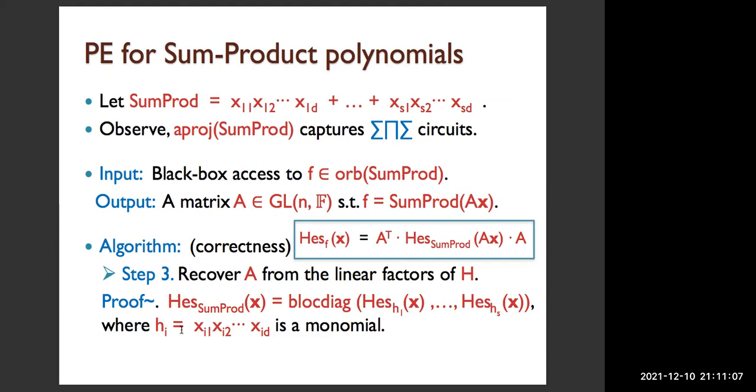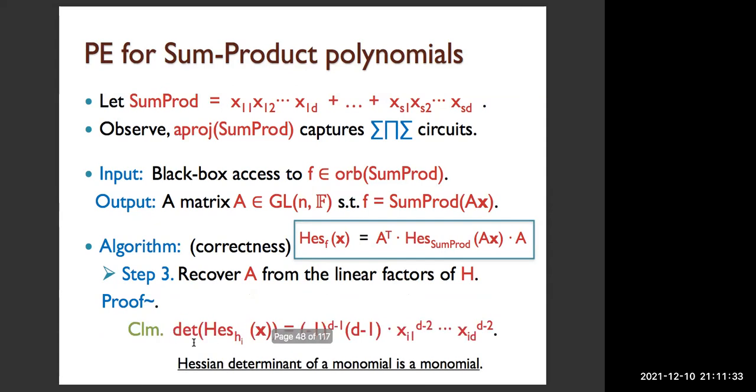That's because if you look at the Hessian of the sum product polynomial, just imagine how the Hessian would look. It would look like a block diagonal matrix. Each block would be the Hessian of the corresponding ith monomial. I'm denoting the ith monomial by hi. So we need to understand the determinant of this Hessian, and how the Hessian of a monomial looks. Fortunately, it turns out that the Hessian determinant of a monomial is again a monomial.